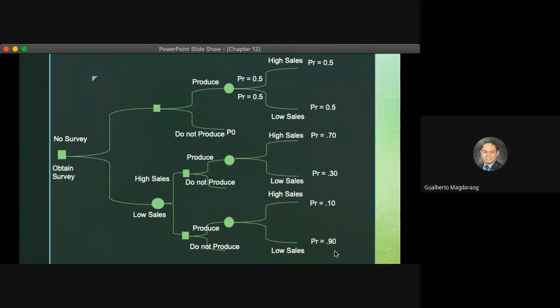Okay? So, at this point, yung not to survey, okay tayo doon. We were able to provide probability to compute for the expected value. Pero for this one, we don't have yet the probability to be used to compute for the expected value of low sales and produce, and then high sales and produce. Kailangan natin itong ma-compute. So we need to assign probabilities here. Also, ito, circle din yan, state of nature, we have to assign probabilities also dito sa obtaining a survey. Okay? Again, pag nakakita ka ng circle, dapat merong probability.